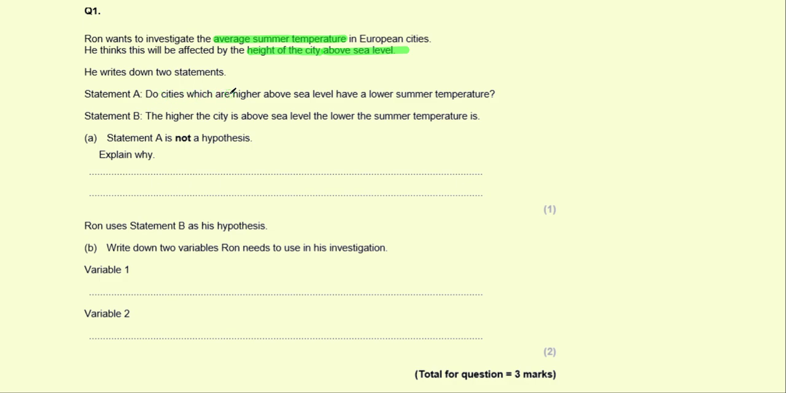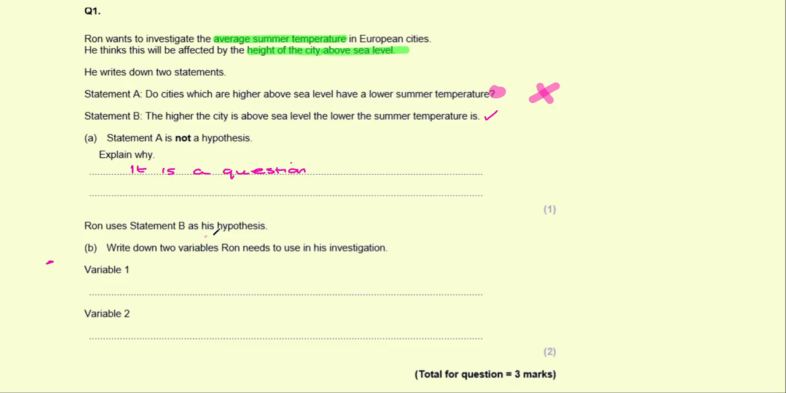Statement A: do cities which are higher above sea level have a lower summer temperature? That's a problem, isn't it? It's a question. We can't have a question. Statement B: the higher the city is above the sea level, the lower the summer temperature is. Great. That is a statement predicting the outcome. Statement A is not a hypothesis. Explain why. It is a question, and a hypothesis can never be a question.